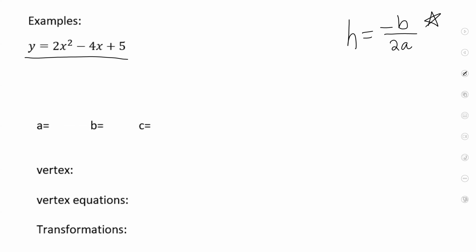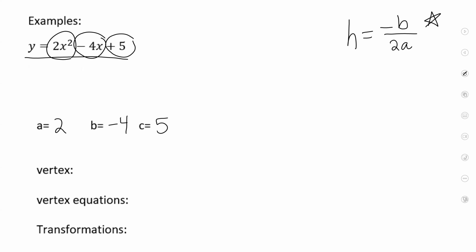This is the equation I'm going to use all day. Okay? All right, let's go ahead and label what a, b, and c are. My a value, can you guys guess what it is? 2. My b value, can you guess what it is? Negative 4. A lot of people make that mistake. It's not 4, it's negative 4. What is my c value? 5. So first we need to identify my coefficients, a, b, and c.